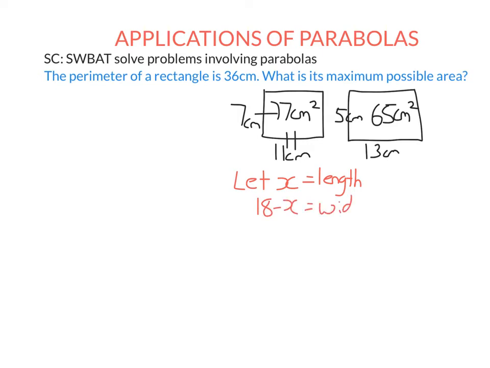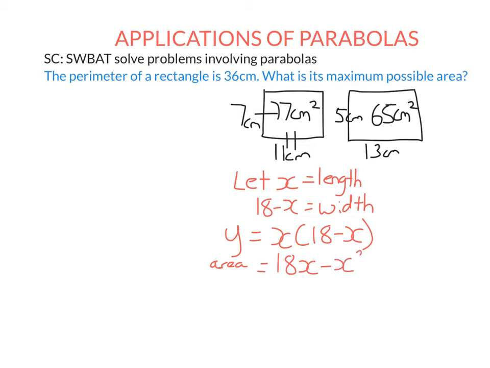So now we can easily write an expression for the area. Let y be the area of the rectangle. It's just going to be length times width, x times (18 minus x). If I expand this, I just get 18x minus x squared. So now you can see we have a quadratic equation here. If I were to graph this, I'd obviously get a parabola.